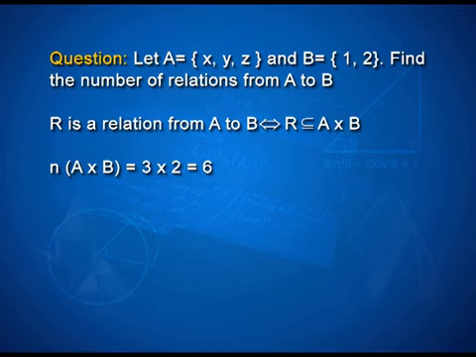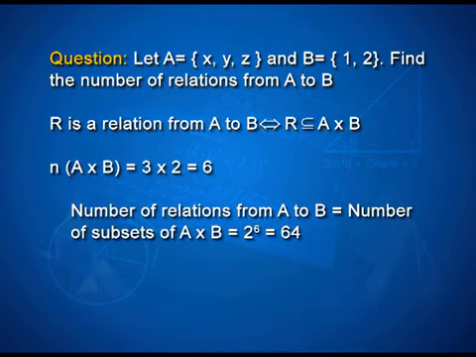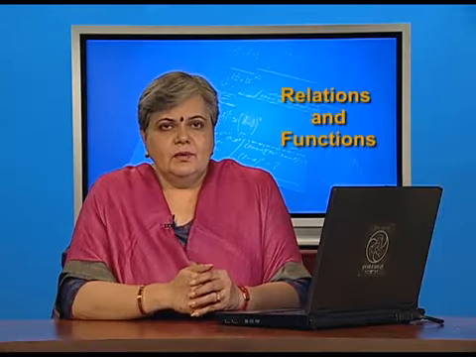And therefore, the number of relations from set A to set B, same as the number of subsets of A cross B, will be 2 to the power 6, which is the same as 64. So, 64 relations can be formed from set A to set B, and that is a little result that is at times tested as a 1 mark question as well in your exams. Here we have another problem for you.